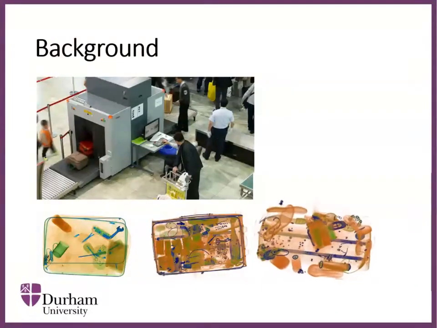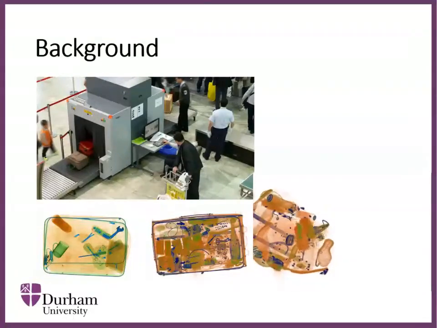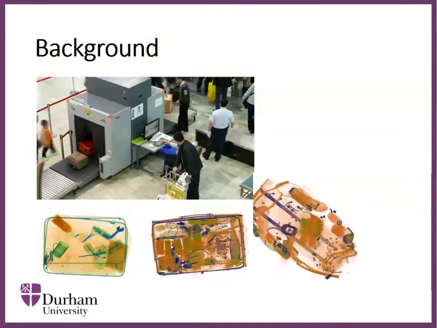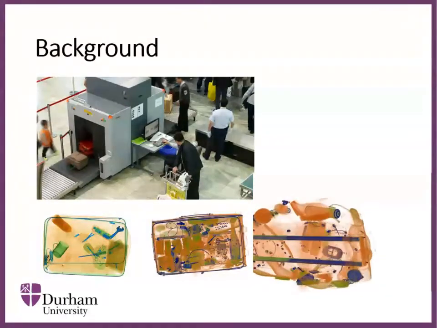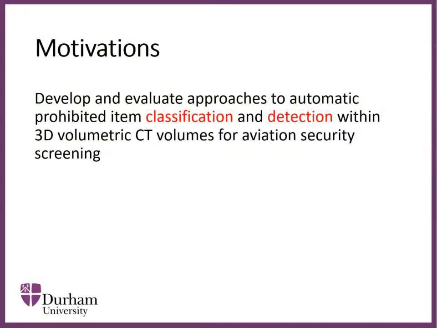With 3D CT images, one can rotate and check the image from different perspectives, which inevitably takes more time. Our work aims to alleviate these issues by developing and evaluating approaches to automatic prohibited item classification and detection within 3D volumetric CT volumes for aviation security screening.